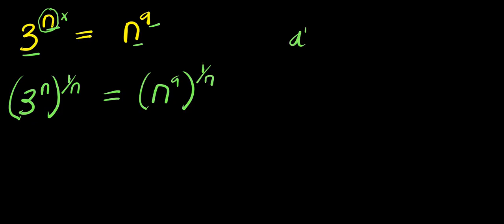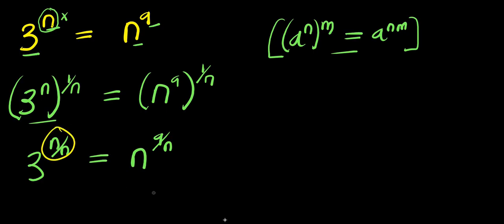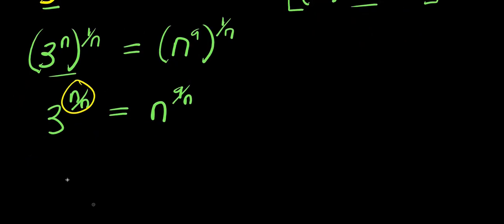Now, if you have (a^n)^n equals a^(n times n). Applying this right here, I have 3^(n times 1, that's n/n) equals n^(9 times 1/n, 9/n). So right now, we have n divided by n is 1. So I have 3^1 equals n^(9/n).